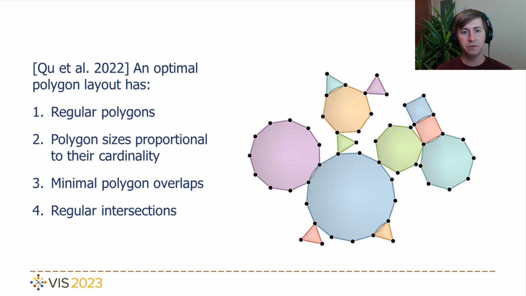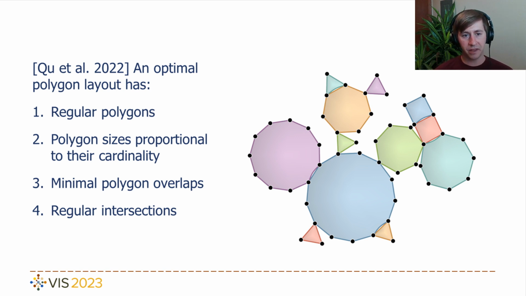In 2022, Chu et al. proposed a set of design principles for optimal polygon layouts summarized by these 4 points. Firstly, that all polygons should be near regular. Secondly, that the size of each polygon should be proportional to its cardinality. Thirdly, that any unnecessary overlaps between polygons should be avoided. And lastly, that any unavoidable polygon intersections should also have near regular shapes. Our example layout meets all of these criteria, so we would consider it a high-quality layout for this hypergraph.